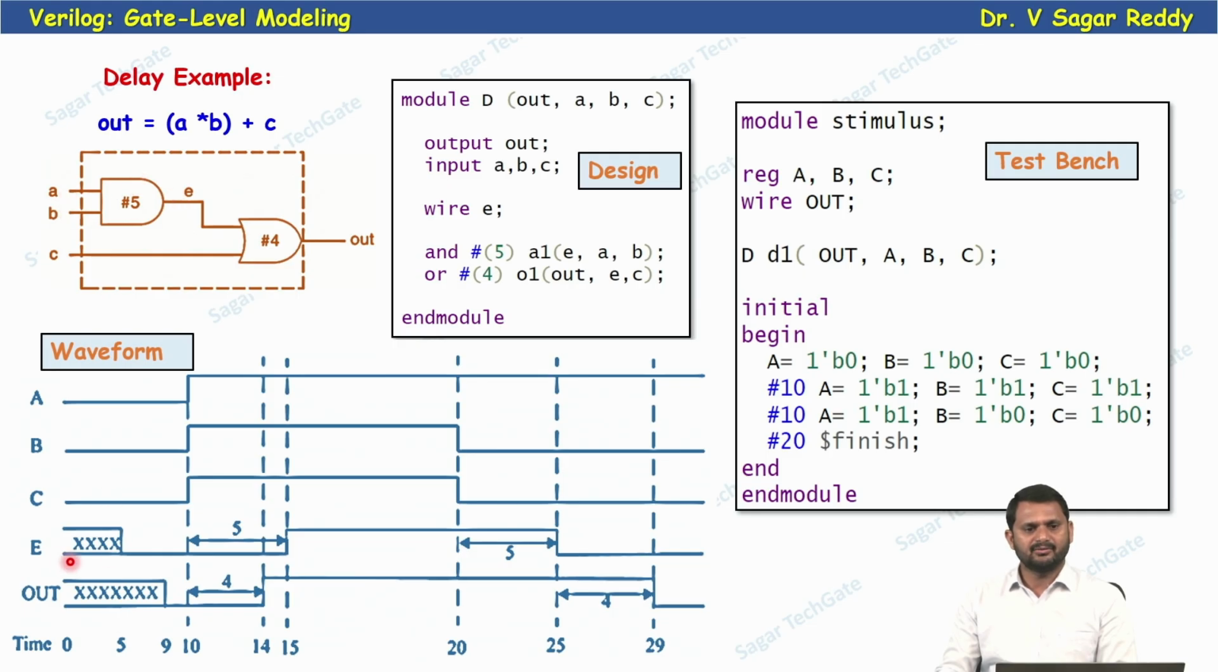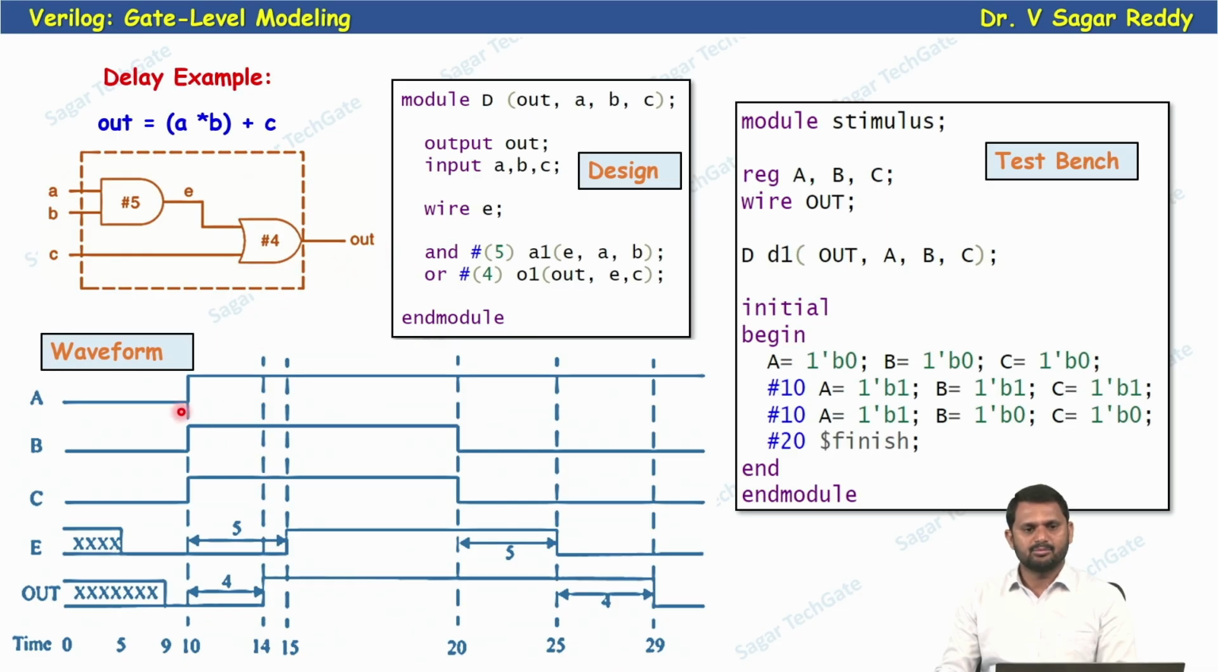Now see, for example at time equal to 0, a equal to 0, b equal to 0. Only after 5 time units of delay does the actual AND gate output become 0. Until then we don't know. So the output is 0 only at 5 time units, because the delay associated with the AND gate is 5. Now e is equal to 0 at 5. In the same way, if you observe, what is the delay here? 5 plus 4, 9. Till 9 we won't get a valid output.